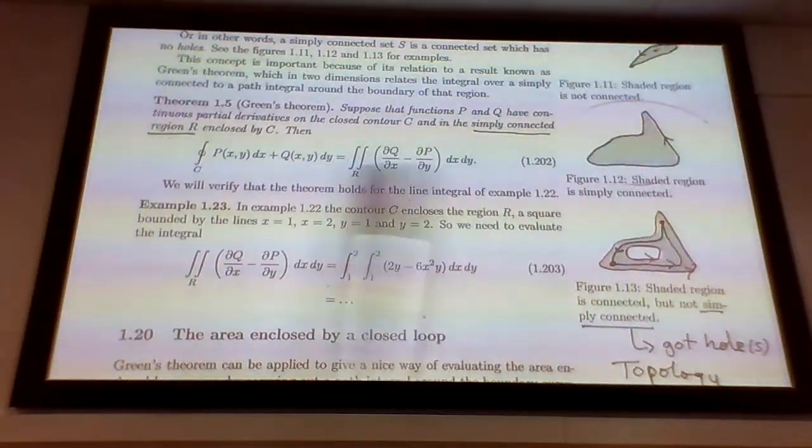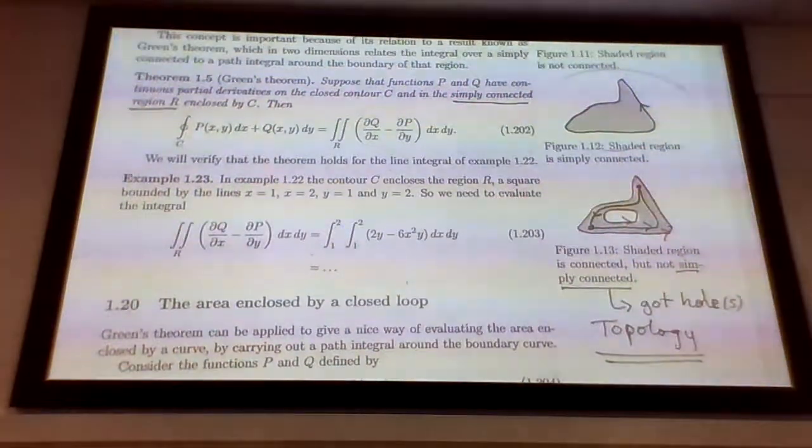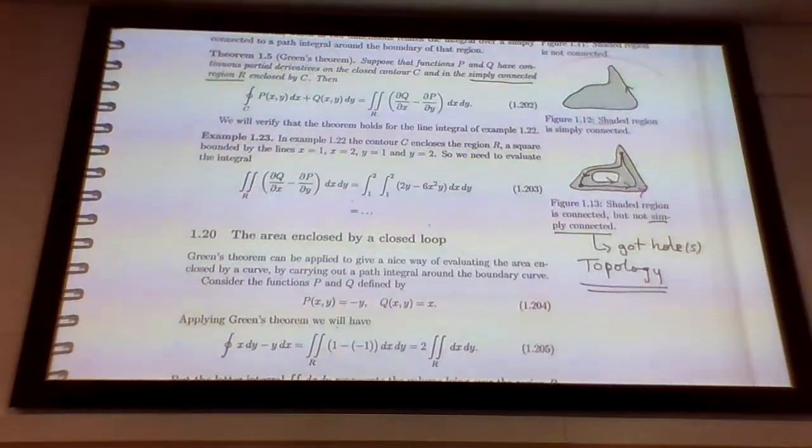But counterclockwise is the default direction we like to go, and it's good if we do that as much as possible. It's like driving on the left. Best if everybody does the same thing.